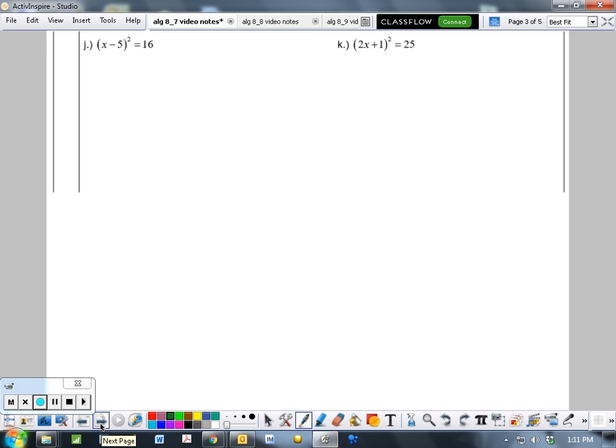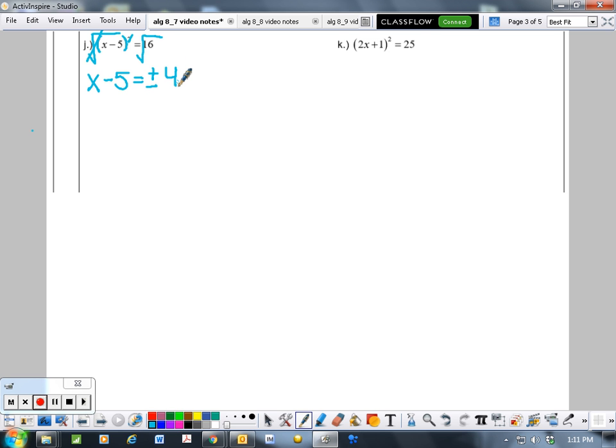So now, all of a sudden, I have x minus 5 squared equals 16. So if this whole thing is squared, I can't move the 5 because it's inside the parentheses. I have to get rid of the square first. So now I'm going to square root both sides. So now I have x minus 5, because this will cancel out the squared. So I'm left with x minus 5 equals positive or negative, and the square root of 16 is 4.